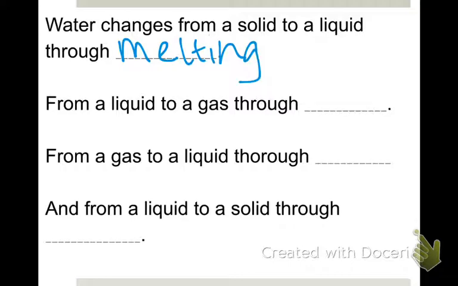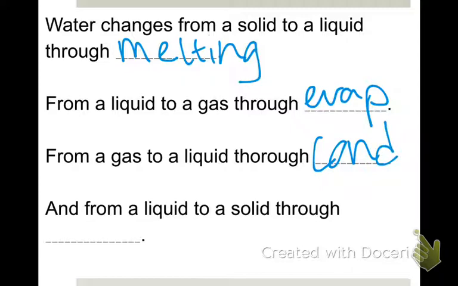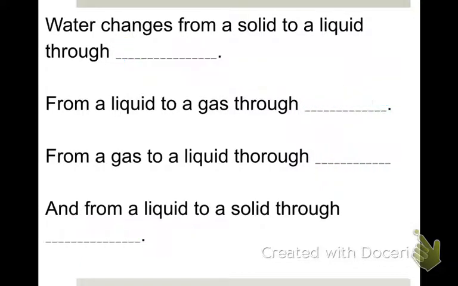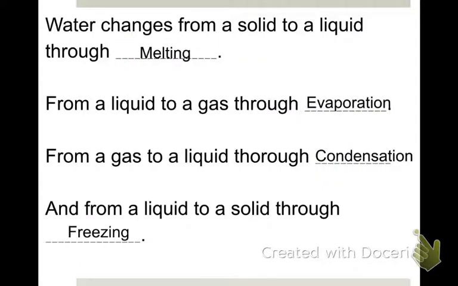It goes from a liquid to a gas through evaporation. From a gas to a liquid through condensation, and from a liquid to a solid through freezing. Actually, I have all these typed out, so let me put those up for you. So melting, evaporation, condensation, and freezing. These are what we call a phase change. So it's how it goes from one phase, such as a solid to a liquid, to another one. So these are the processes that phase changes occur.